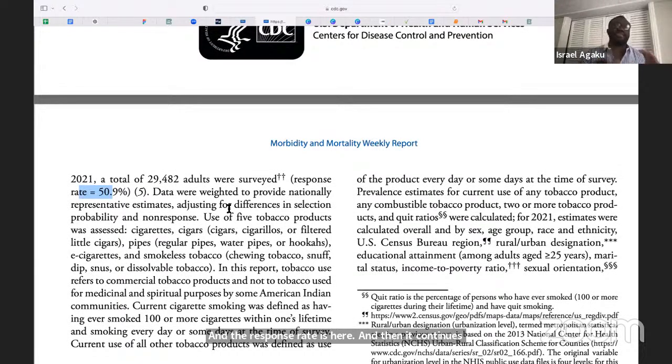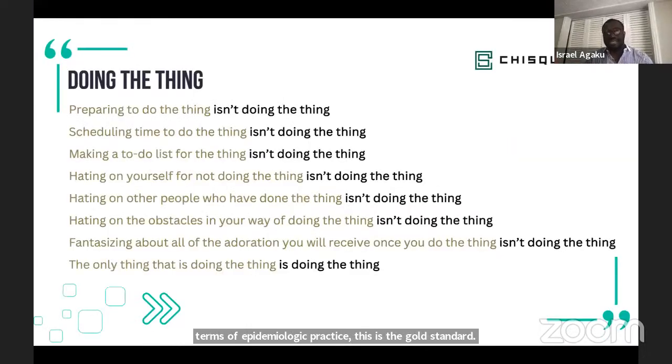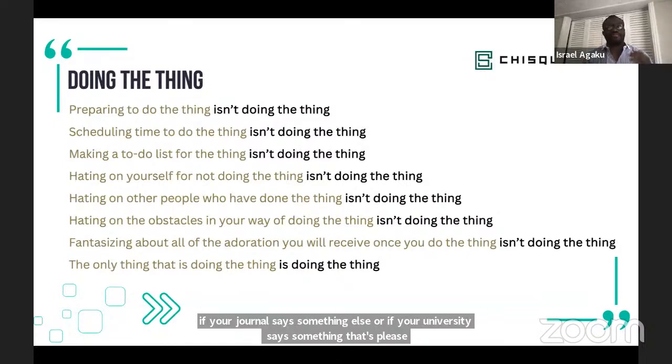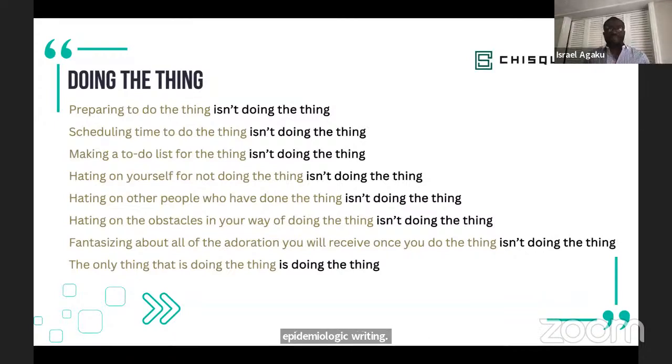So this is standard in terms of epidemiologic practice. This is the gold standard. Now, if your journal says something else, or if your university says something else, please do what they've asked, but in standard epidemiologic writing, the methodology, and it makes sense, right?